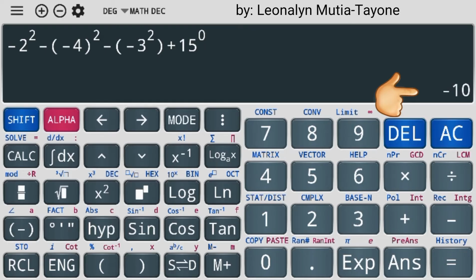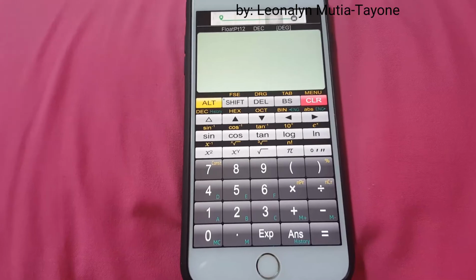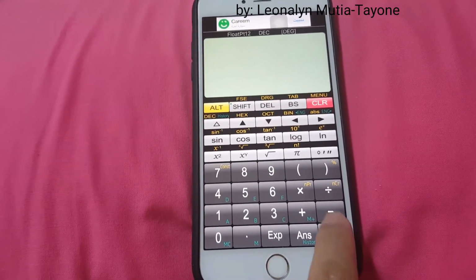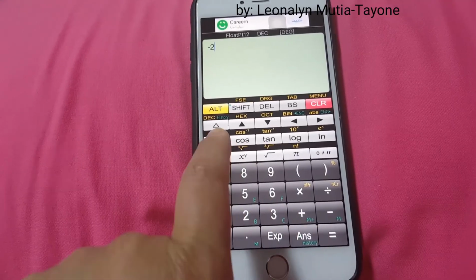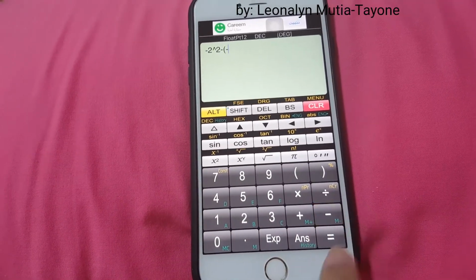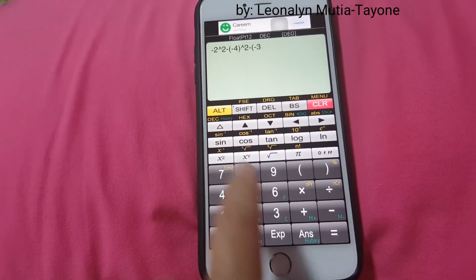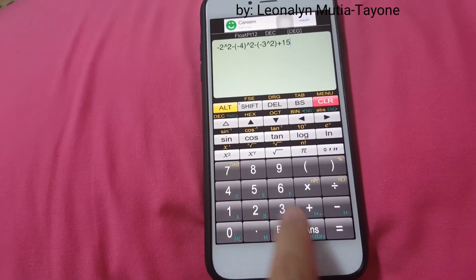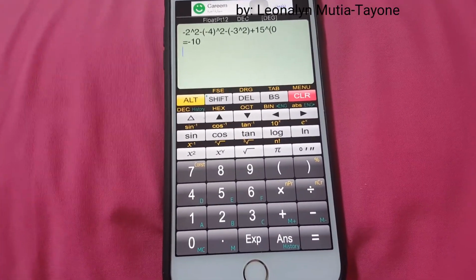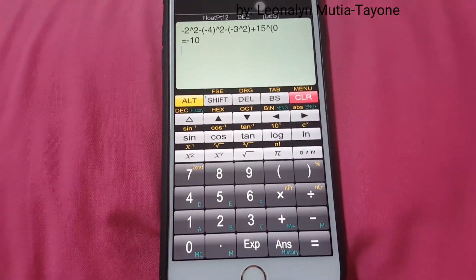And the answer is negative 10. Dito naman tayo kay iPhone. Na scientific calculator ni iPhone. So, ang answer din niya ay negative 10.